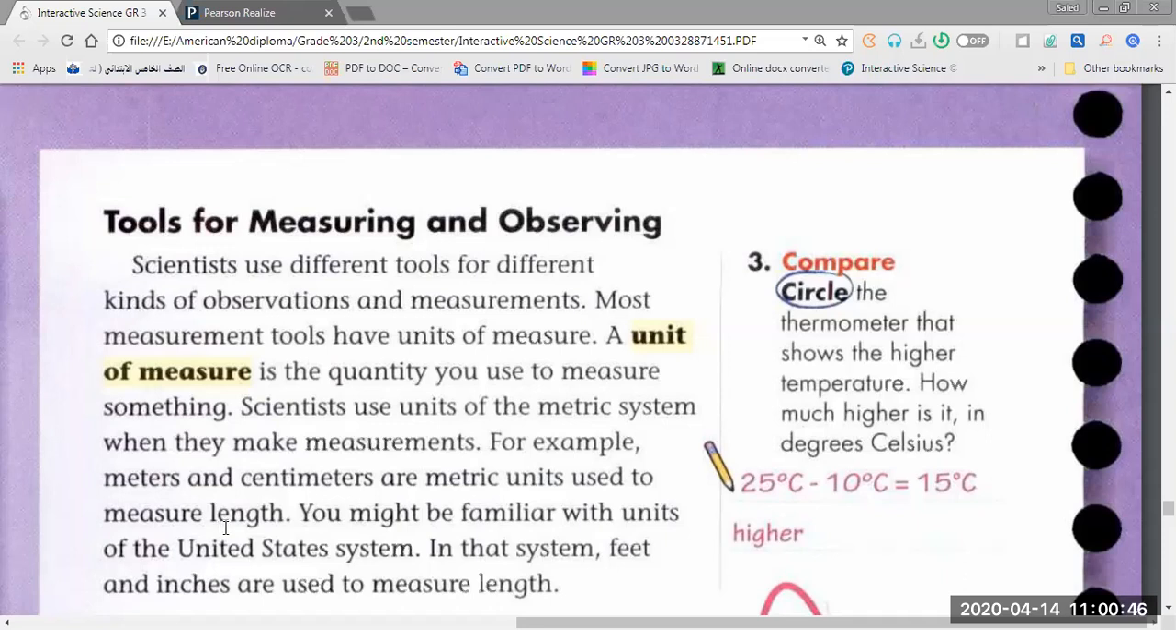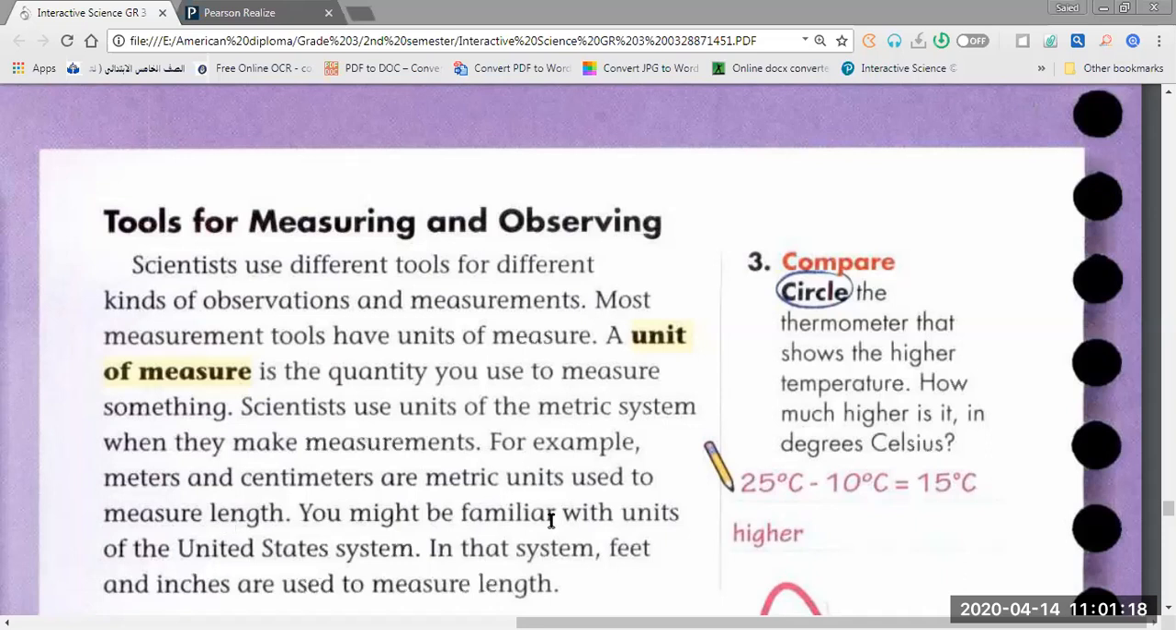Okay, I can give you another example. We have in the metric system, or the global system, standard units. Standard units, for example, for the mass. The standard units of measure for mass are gram, kilogram, or ton. They are different units that you can use to measure different masses.